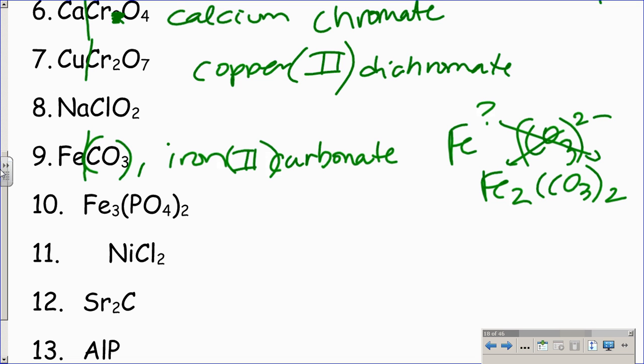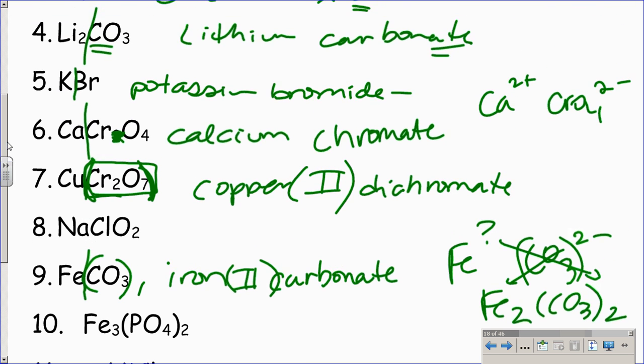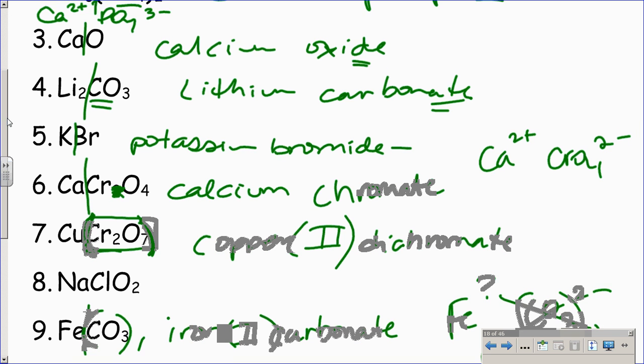Question? Can I go back to number 7? What do you do with the oxygen one? Is it heptaoxide? This is not oxide because that would give it a third name, right? This whole shebang is dichromate. That is the whole polyatomic. So if I put parentheses around this, that's the dichromate polyatomic. So that's all you have to say for Cr2O7. But the oxide one, we just had an example like that. It's just simply O.